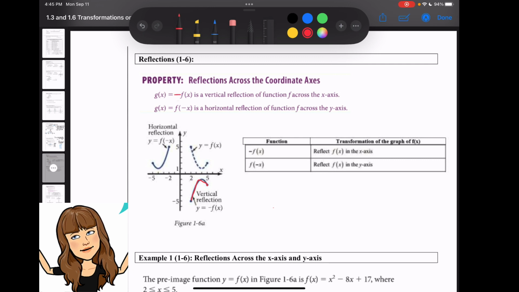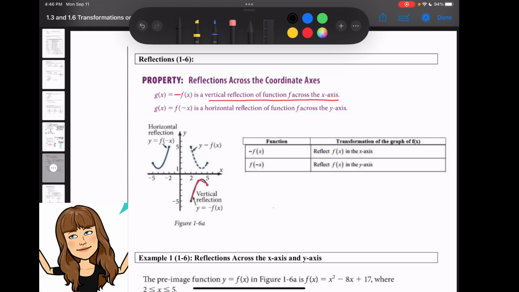If we negate our function, if we negate f of x, then it ends up being a vertical reflection of that function across the x-axis, which makes total sense because f of x is our outputs. And if we do the opposite of the outputs, if they used to be positive, they'll be negative. If they used to be negative, they'll now be positive.